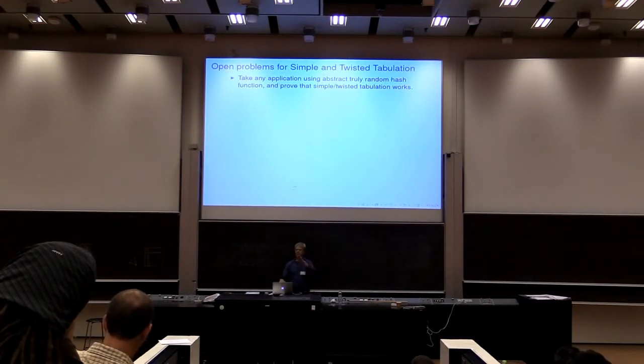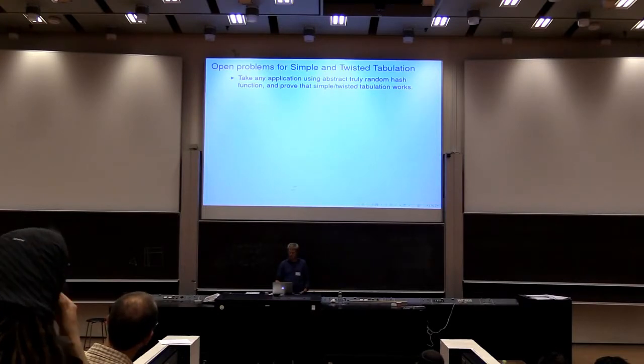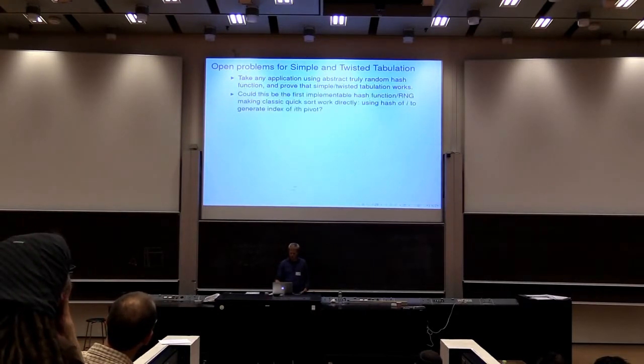So I'm dividing the lecture in 2, sort of naturally. So, just open problems in connection with simple and twisted tabulation. The obvious one is just to take any application where people have so far used truly random hash functions and prove that simple and twisted tabulation works.